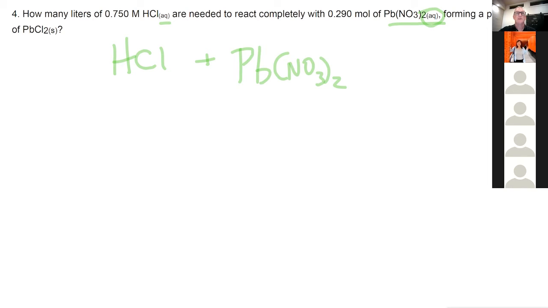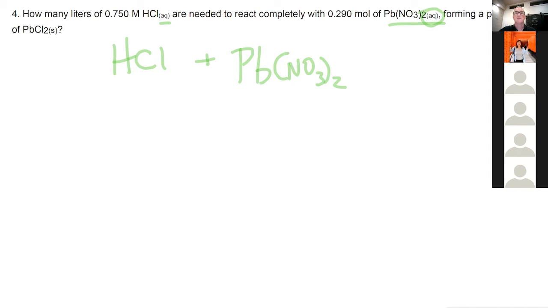If something's an aqueous solution, what kind of compounds are these? HCl and lead nitrate. Does it just mean it has water? It means it's dissolved in water, but it means something special in this particular case. What kind of compounds are these? Ionic. They're both ionic, right?